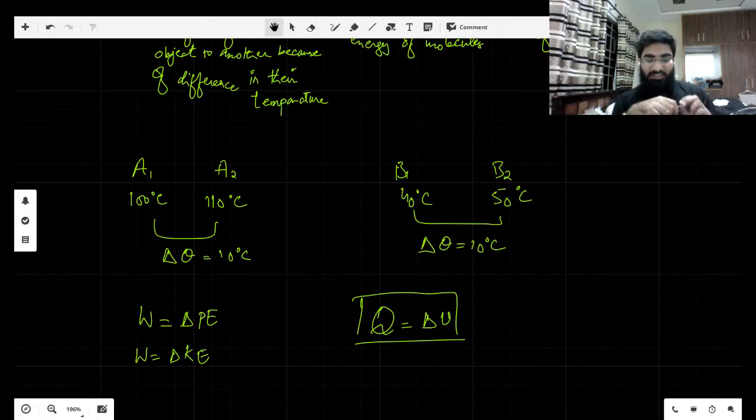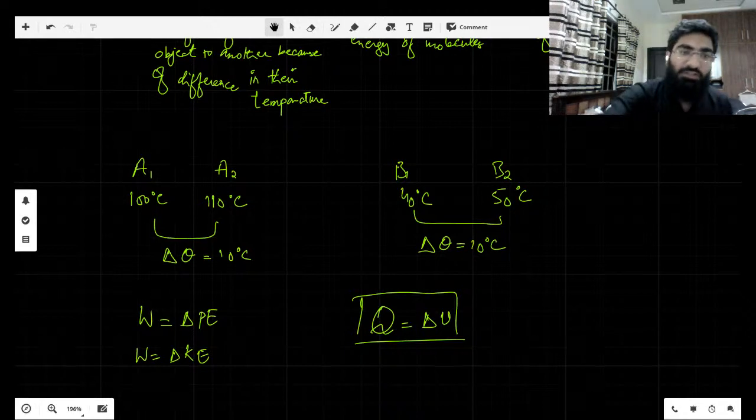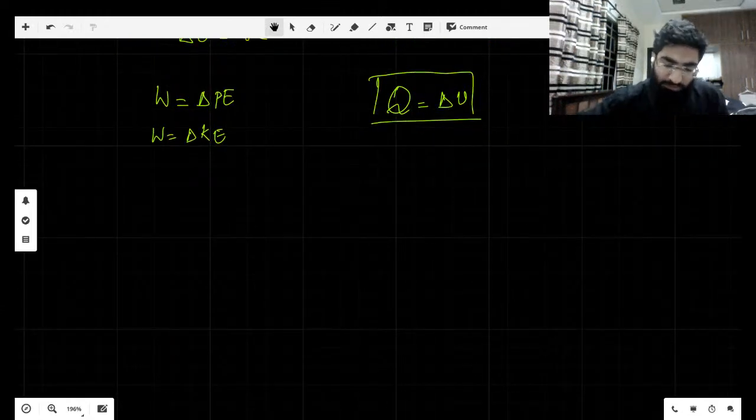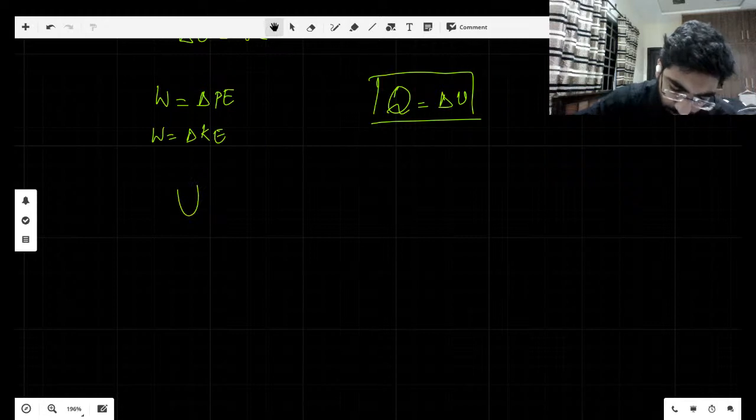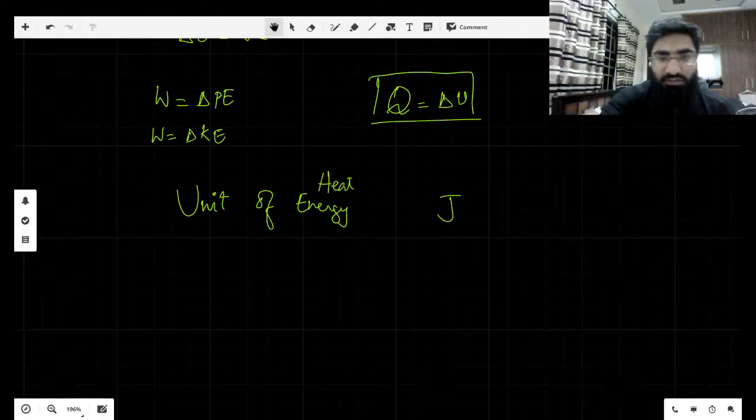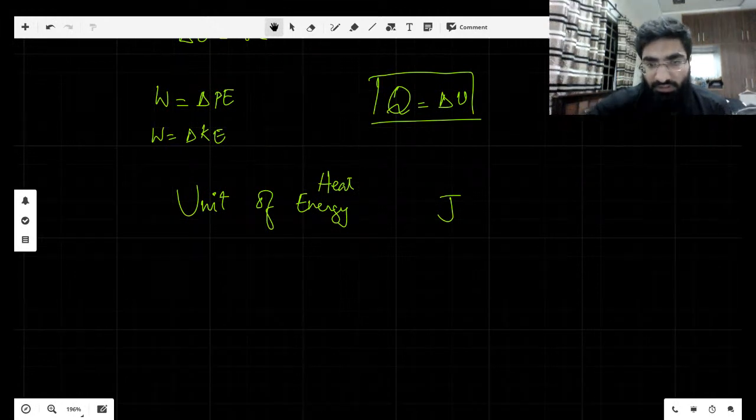The next thing we have is that heat is energy, and the unit of energy is joules. So the unit of heat energy would also be joules. There is another unit used, which is calories.